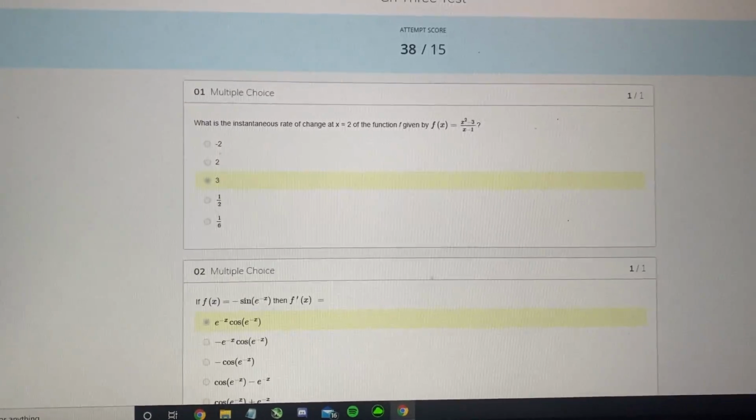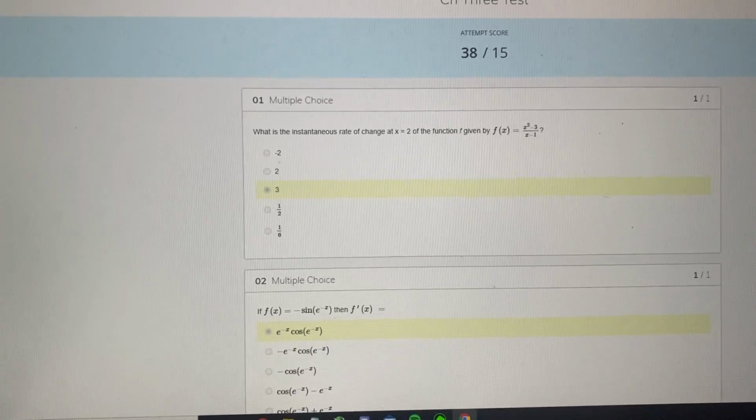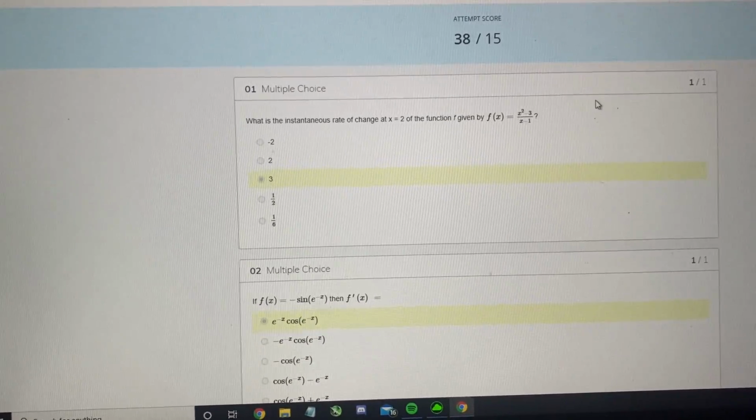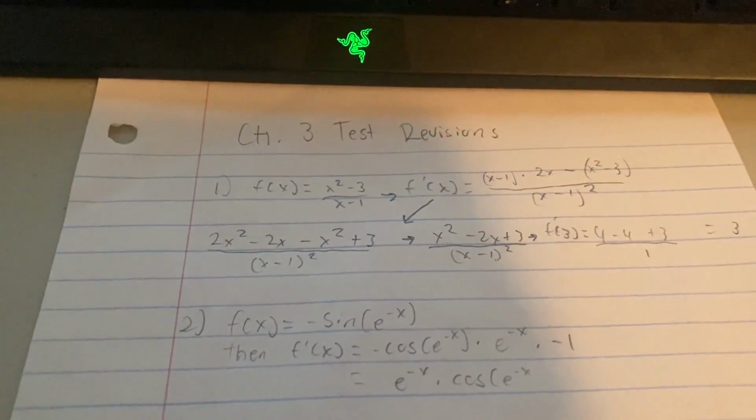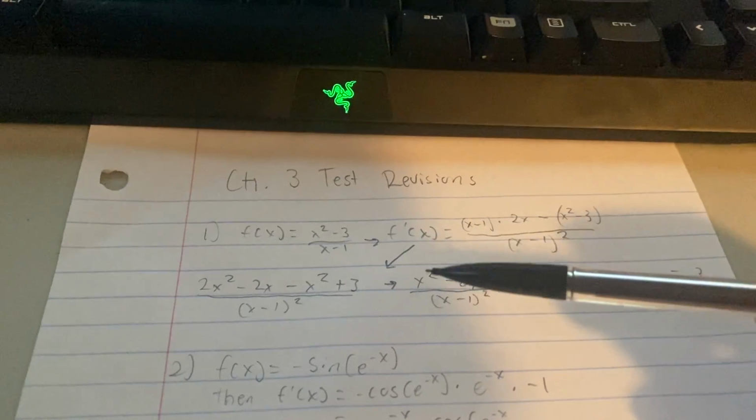Chapter 3 test. All right, for the first question, we have: what is the instantaneous rate of change at x equals 2 given the function? So what we have to do here is find the derivative. In order to do this, we have to apply the quotient rule.